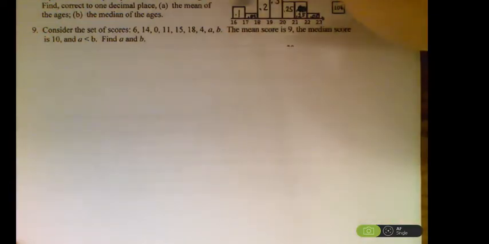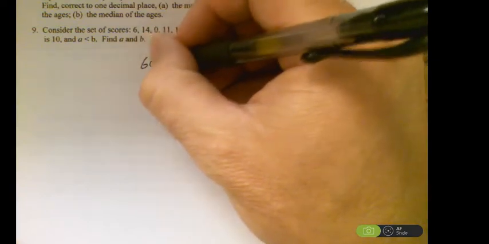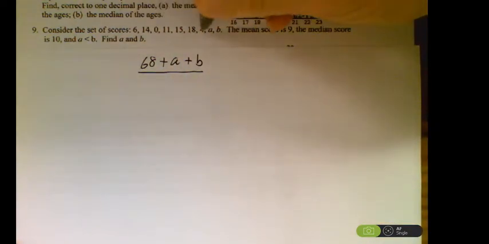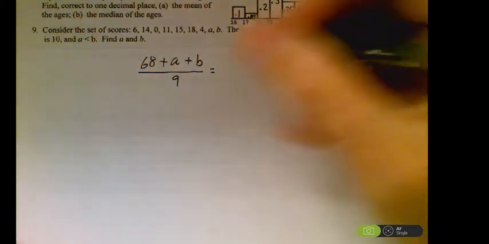So here we go. We know the mean is 9, so think of how we've done this in the past. If I find the sum of my terms, so if we start adding those up, 20, 31, 46, 64, 68. So 68 plus A plus B. So that's the sum of our data. The number of terms, we have 1, 2, 3, 4, 5, 6, 7, 8, 9 terms. And we know that the mean on that is 9.